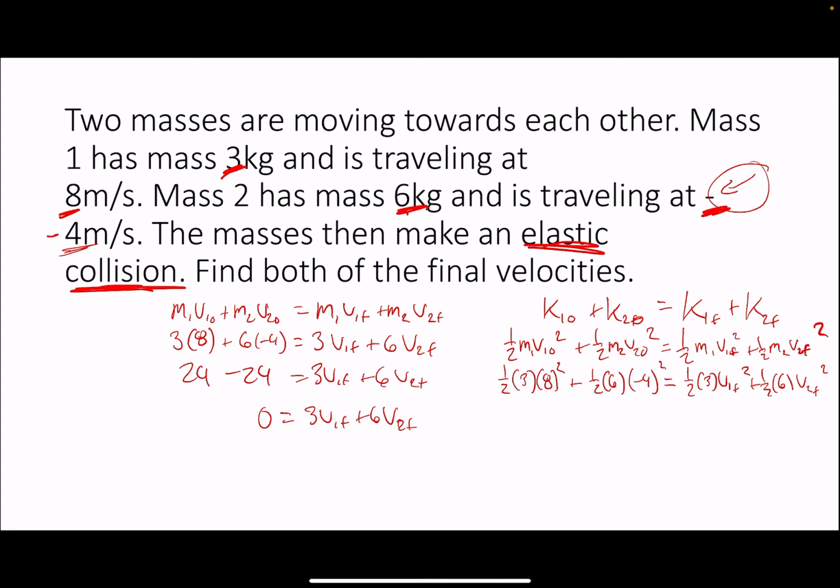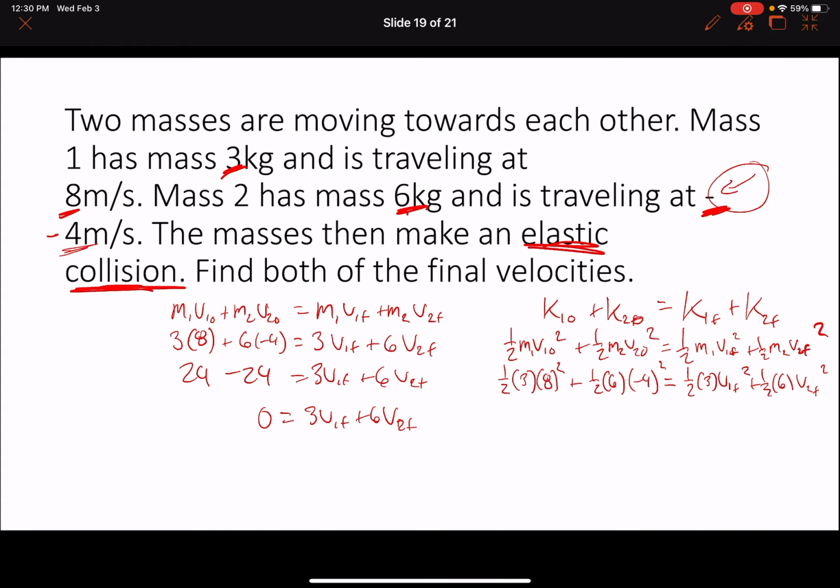8 squared times 3 divided by 2, that's 96 right there. For negative 4 squared, remember that the negative is inside the square, so it's going to get canceled out. So we just get 16 times 6 divided by 2. We should get 48 there. And we get 1/2.